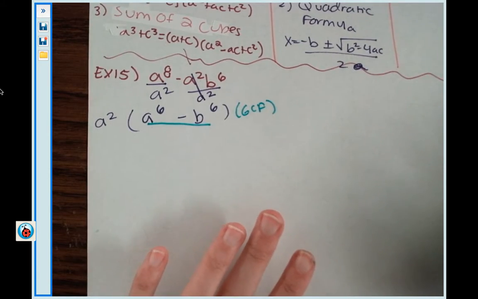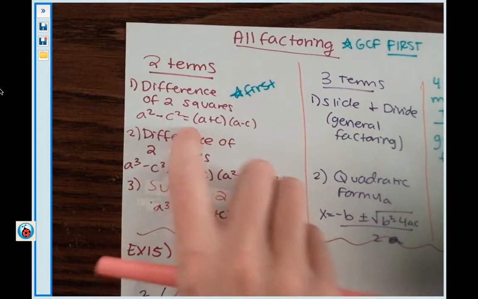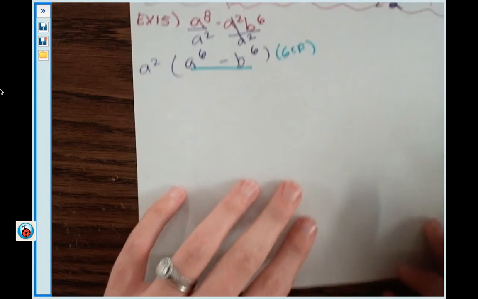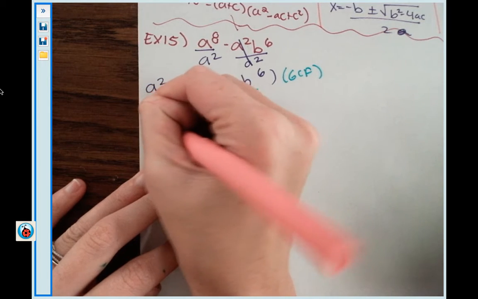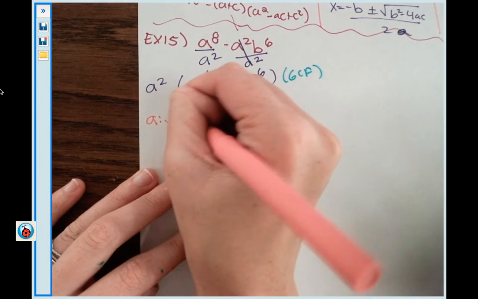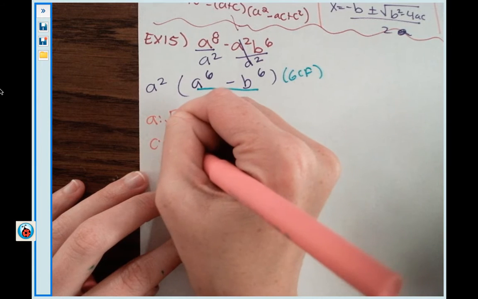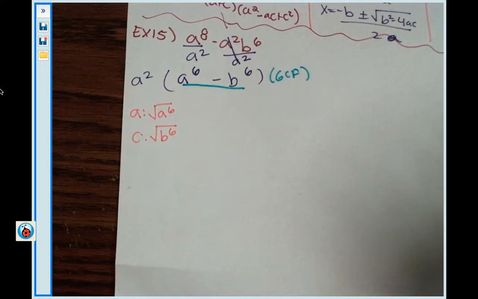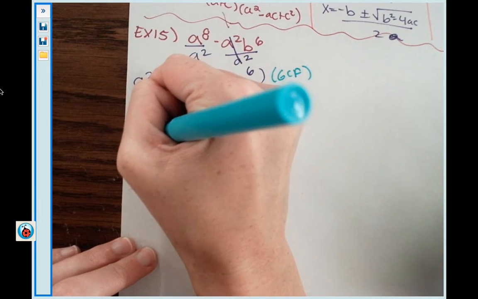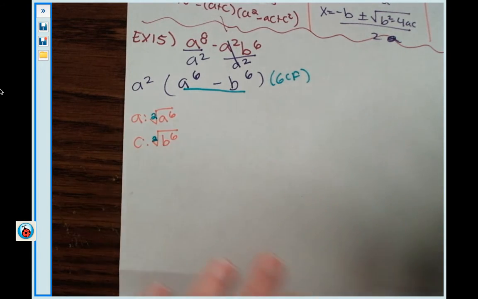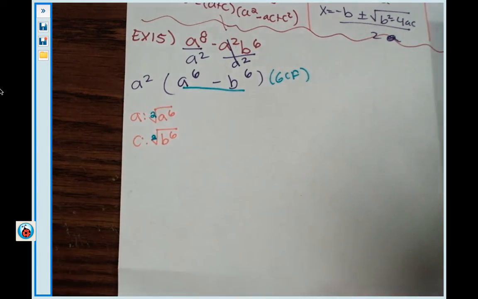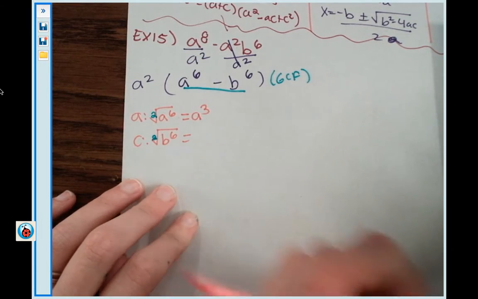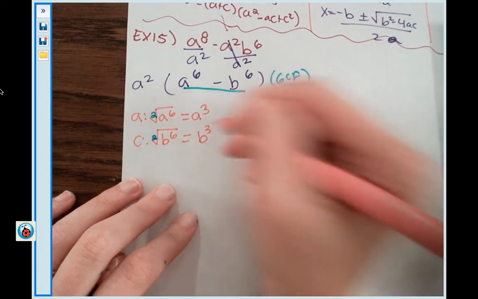Alrighty, so the difference of squares says we're going to square root each of these pieces and then add and subtract what we get. So let's see what happens. My a term, I'm going to square root the a to the 6th. And my c term, I'm going to square root the b to the 6th. Remember, there is secretly a 2 lurking in the index, and that is what we divide each of our exponents by. So 6 divided by 2 will give me 3. So this is a to the third. And 6 divided by 2 will give me 3 again. So this is b to the third.